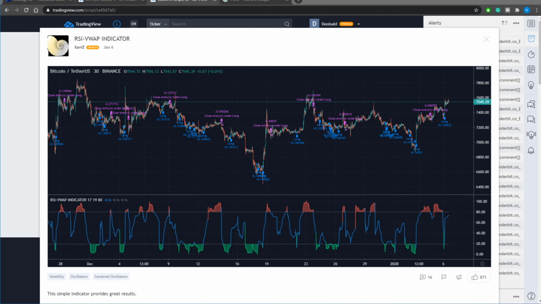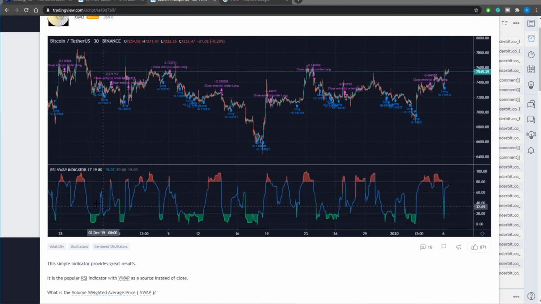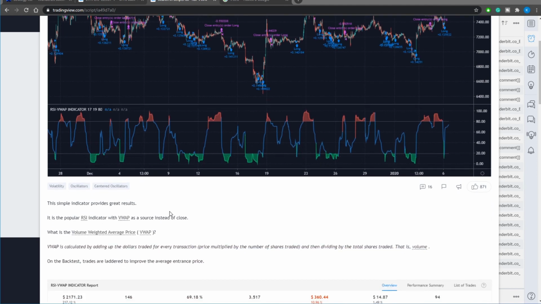This week we decided to concentrate on one of the strategies which is using the RSI and the volume weighted average price. You can see the original offer just in front of you. At the same time you can see how the indicator will look like. So basically what the strategy does, it takes the volume weighted average price as the close price for calculation of RSI instead of just the closing price.